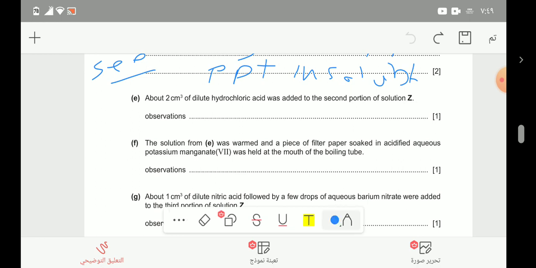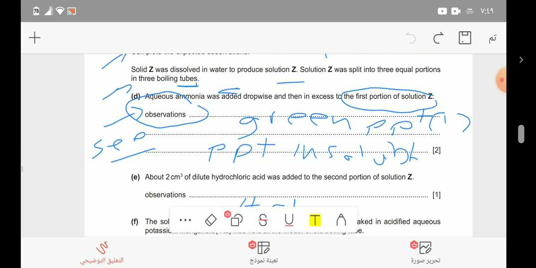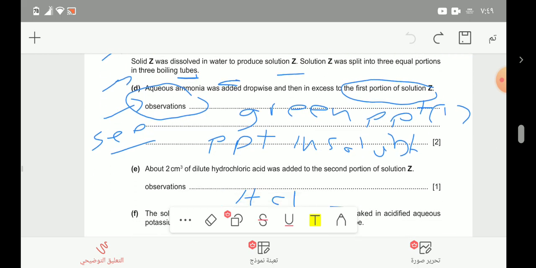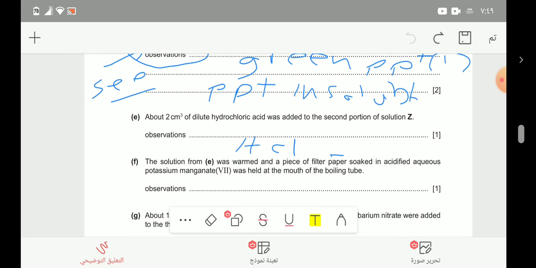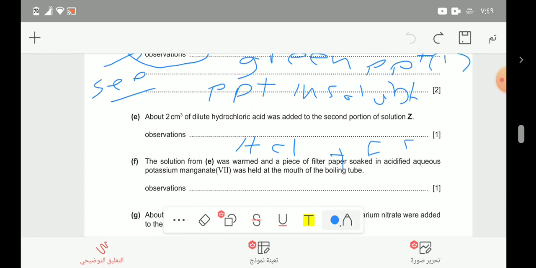When we add hydrochloric acid, HCl, to iron sulfate, FeSO4, what will happen? Formation of iron chloride and sulfuric acid. So no change in color.